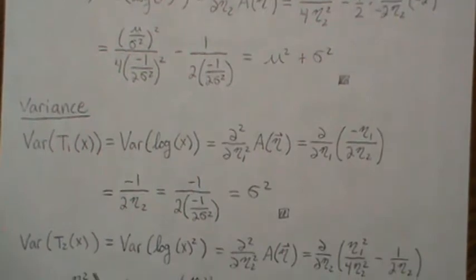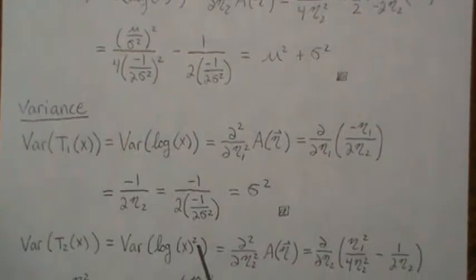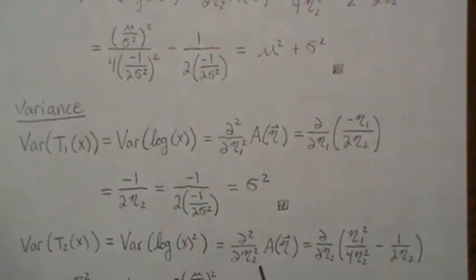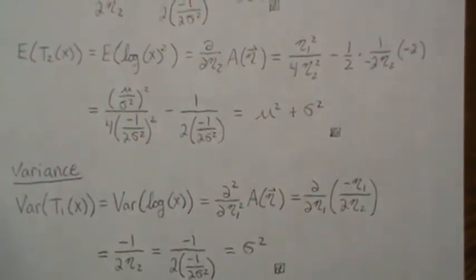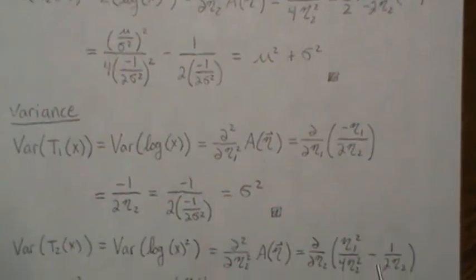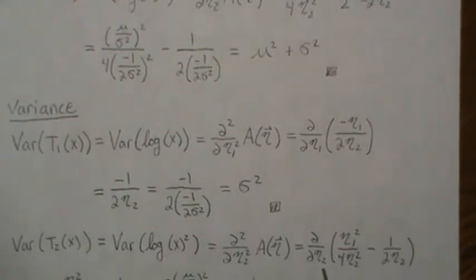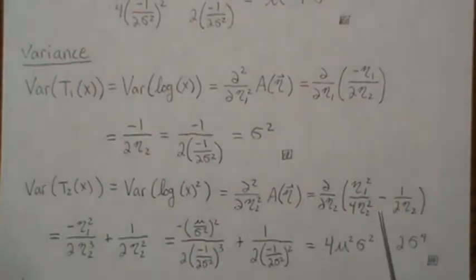Now let's find the variance of our second sufficient statistic. So it's the variance of log of x quantity squared, which means it's the second partial derivative of our log partition with respect to eta 2. Now we already took the derivative with respect to eta 2 once, and we got this. So we'll plug it in here. Now let's take the derivative again of this, and we get this function. Now we plug in what we know about eta 1 and eta 2, simplify, and we get 4 mu squared sigma squared plus 2 sigma to the 4th.